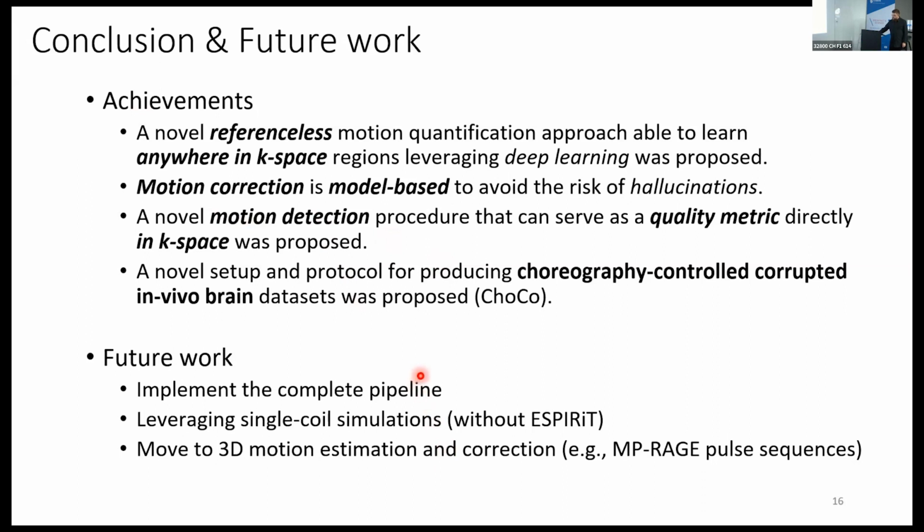For future work, we would like to implement the complete pipeline, and there still remains a lot of work to do. For example, exploring multiple motion events and unconstrained, uncontrolled, free motion trajectories, and also leveraging single coils, because we have used here e-spirit reconstructions from all the coils. We would also like to move to 3D.